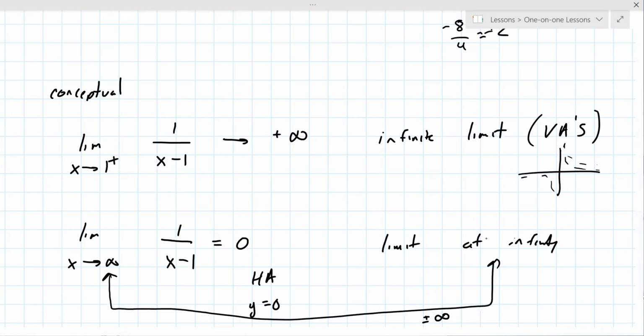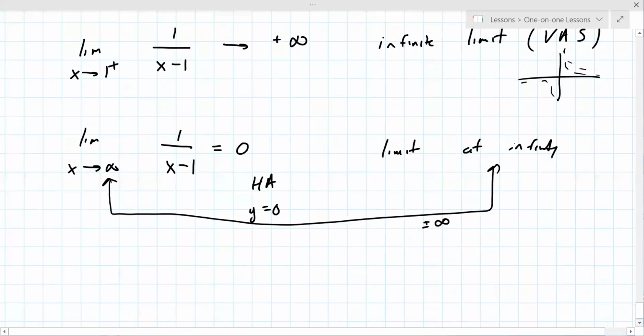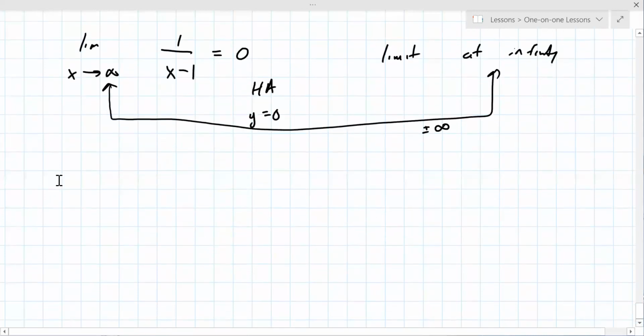This is related, but on one of our midterms, she asked just straight up, there are 2 types of asymptotes. How do you find them? So there's horizontal and vertical.